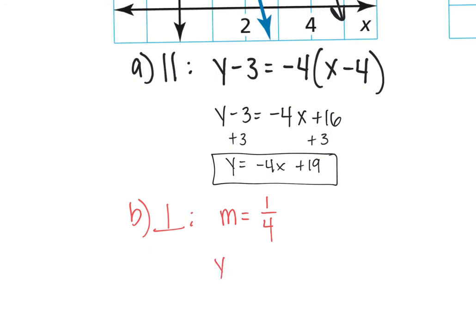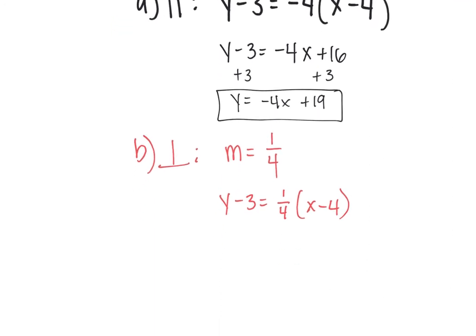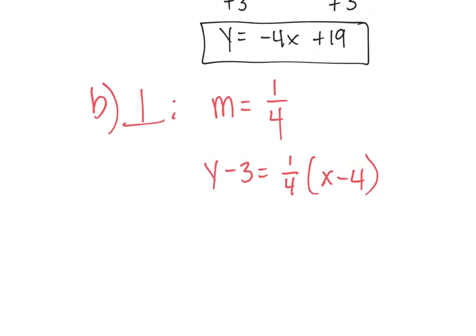So it's going to be 1/4, okay? So we're going to write y minus 3. It's the same point, equals, but now my slope changes to 1/4 times x minus 4. And then we distribute again. We're going to get y minus 3 equals 1/4x minus 1. Add 3 to both sides. Add 3. You get y equals 1/4x plus 2.